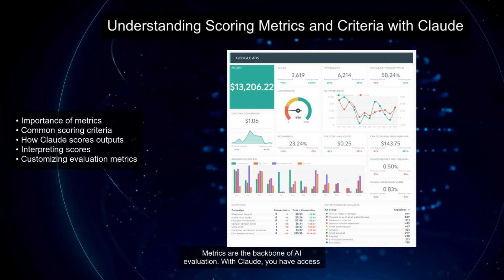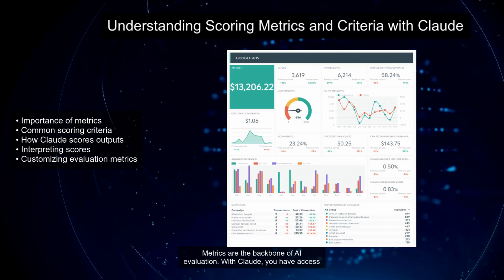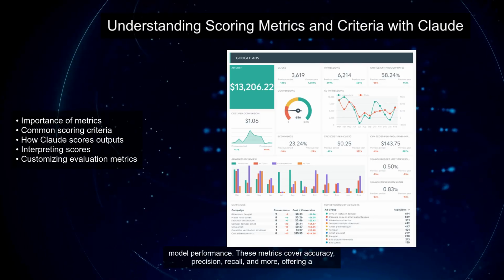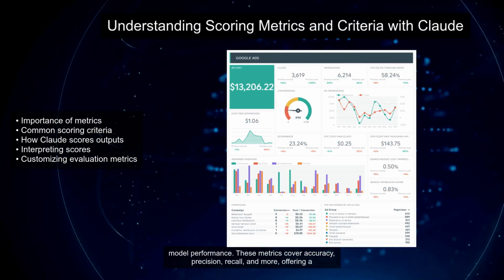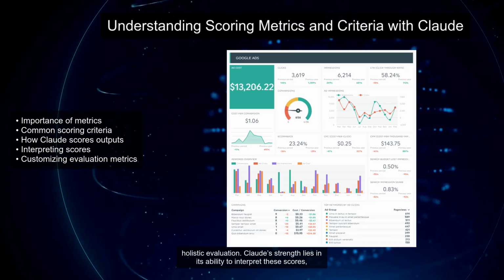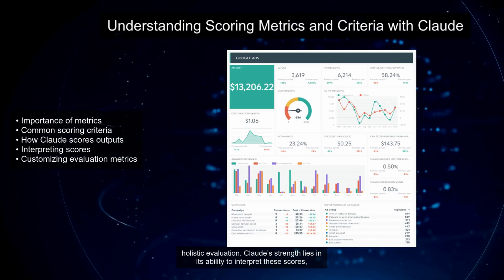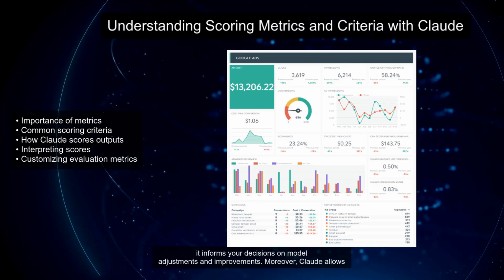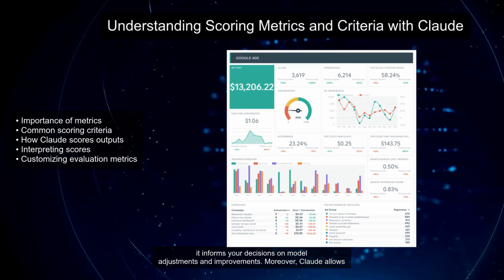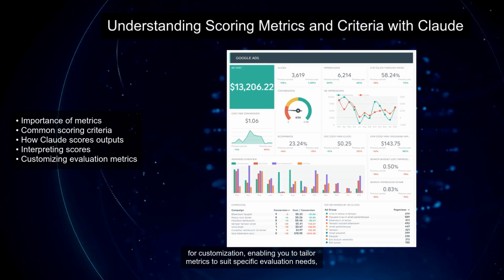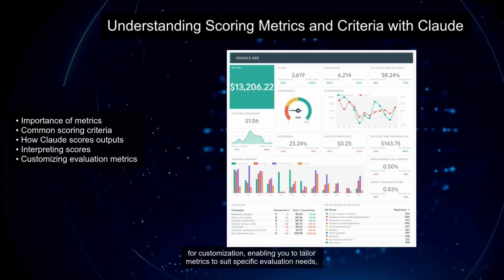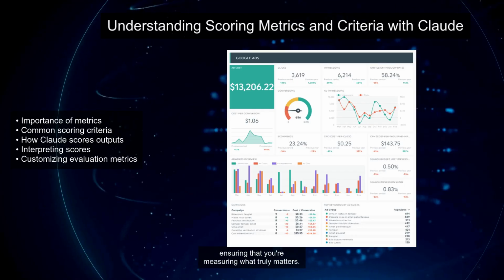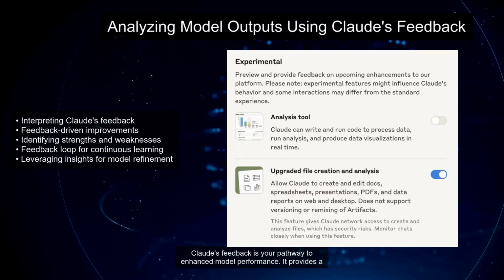Metrics are the backbone of AI evaluation. With Claude, you have access to a range of scoring criteria that provide a comprehensive view of model performance. These metrics cover accuracy, precision, recall, and more, offering a holistic evaluation. Claude's strength lies in its ability to interpret these scores, translating raw data into meaningful insights. Understanding these metrics is crucial, as it informs your decisions on model adjustments and improvements. Moreover, Claude allows for customization, enabling you to tailor metrics to suit specific evaluation needs, ensuring that you're measuring what truly matters.